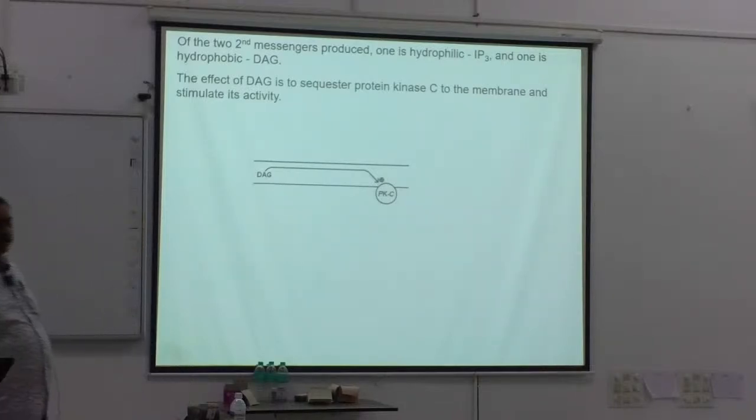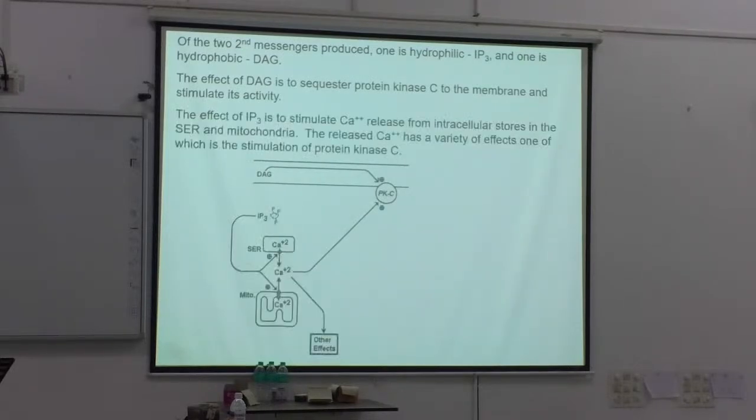DAG can travel through the cell membrane and it will stimulate protein kinase C. So all effector molecules which function through protein kinase C will be activated by DAG. Protein kinase C. Remember, PLC, protein kinase C. Where comes calcium?